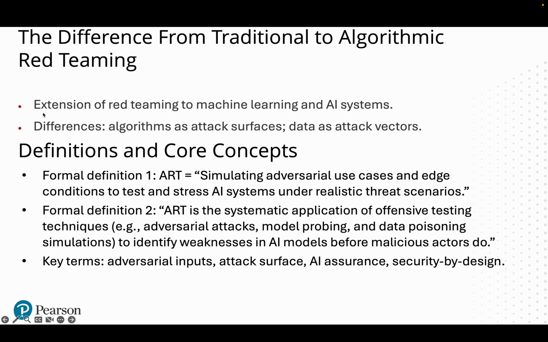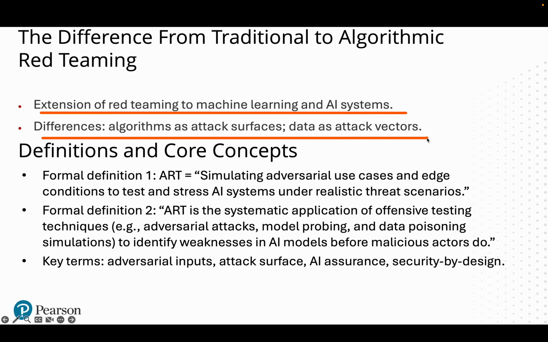Okay, so this is what we covered: the extension of red teaming to machine learning systems, the differences, the attack surface, the data as an attack vector. We're looking at definitions. Here are the definitions that I was mentioning. So the formal definition of algorithmic red teaming, not mine.